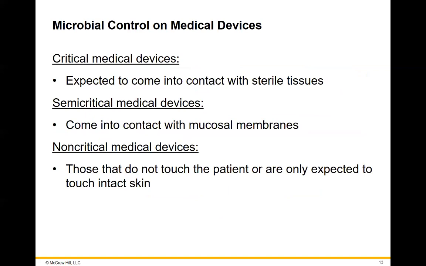So if they're coming into contact with your sterile tissues, that's our critical medical devices. Our semi-critical devices contact your mucous membranes, like respiratory equipment, maybe thermometers. And then non-critical medical devices are going to be furniture, door handles, or the machinery that's running the IV pump and all sorts of stuff like that.